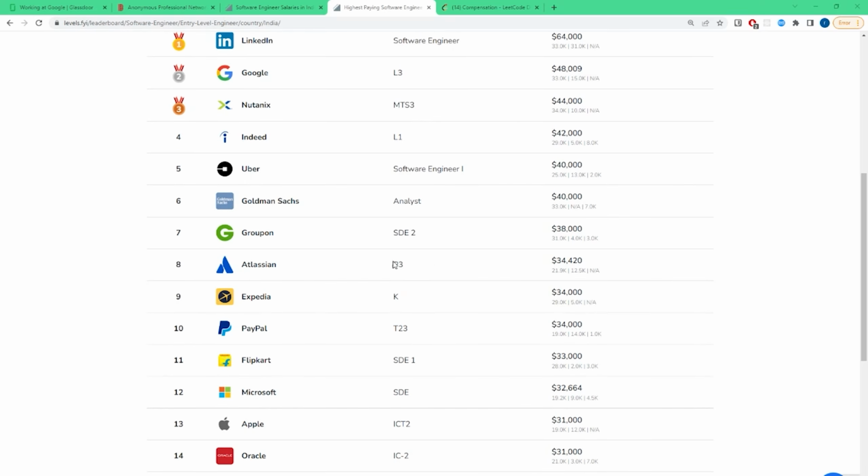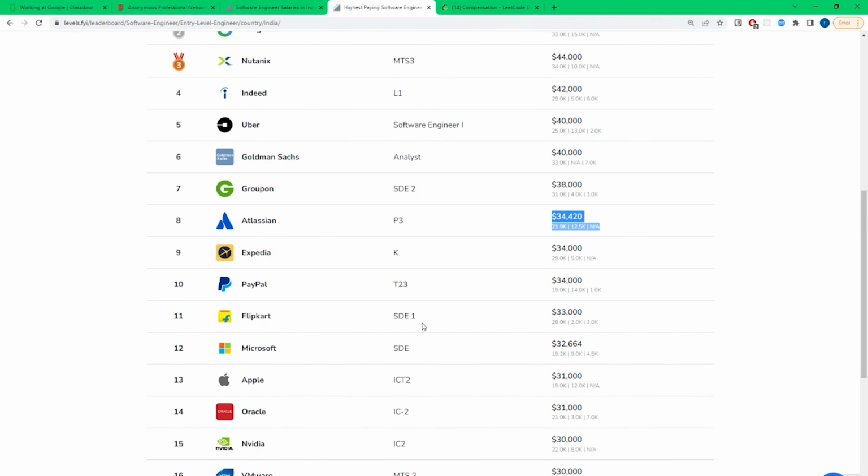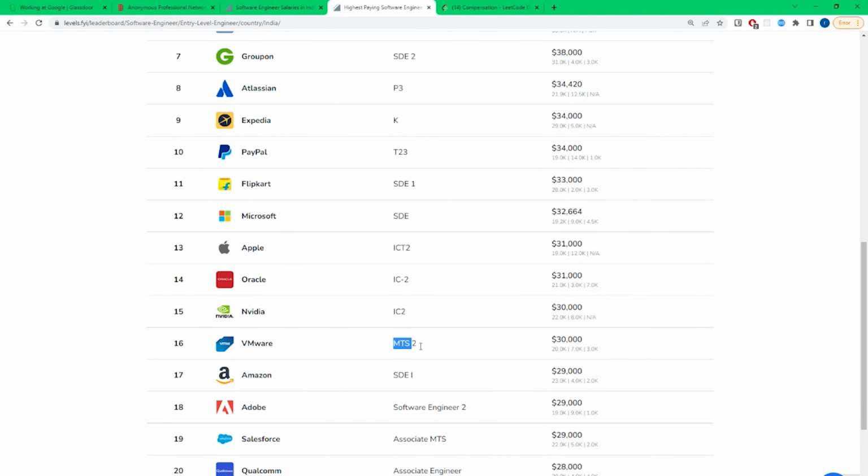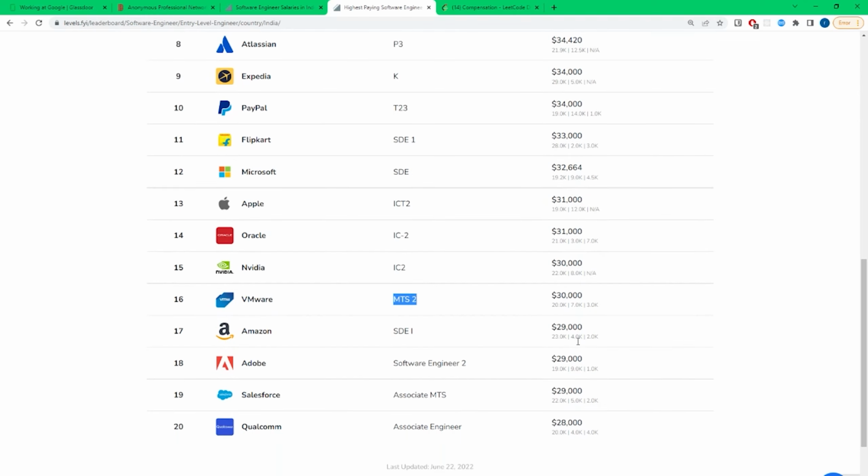So if you look at Atlassian, it is P3. So for a P3 role, you would get this level of compensation. For other companies like Oracle, IC2, for the specific level IC2, this is what you're going to get. For VMware MTS2, this is what you're going to get. If you get MTS1, then that salary range would be different, but it depends. I'm not sure if VMware has an MTS1 role, but do make sure that you know what your role is so that you understand what the level is.